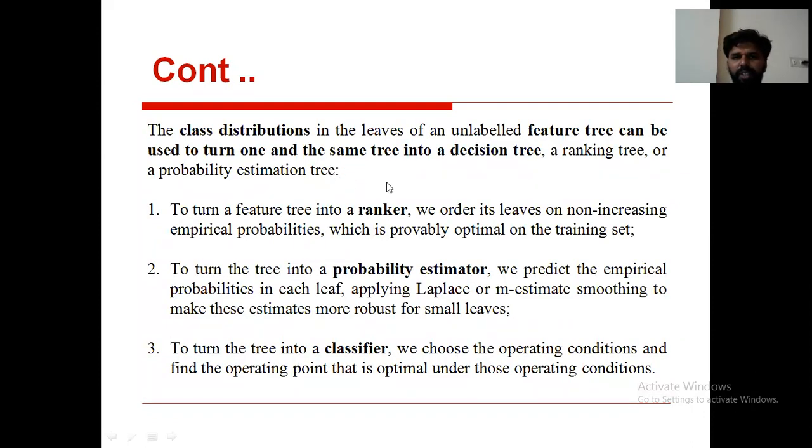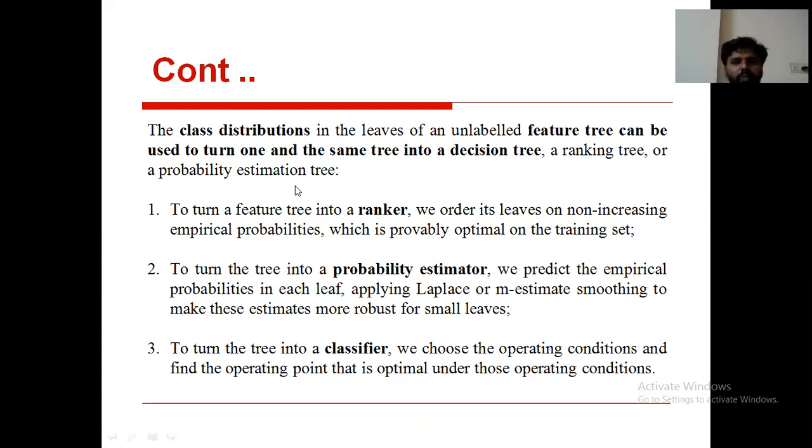The class distribution in the leaves of an unlabeled feature tree can be used to turn one and the same tree into a decision tree, a ranking tree, or a probability estimation tree. Here, see the class distribution in the leaves of an unlabeled feature tree. How is the feature tree turned into a decision tree? This is an important point. A feature tree is turned into a decision tree by using feature ranking as well as probability estimation.